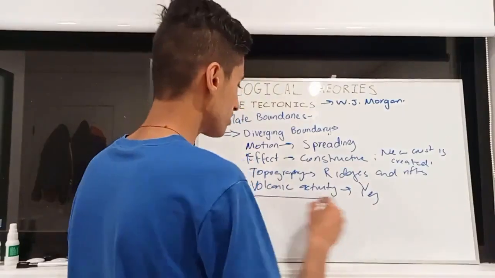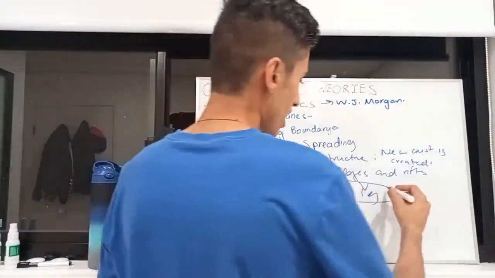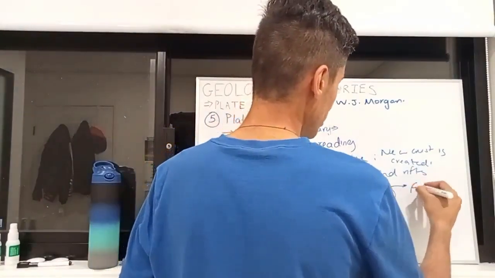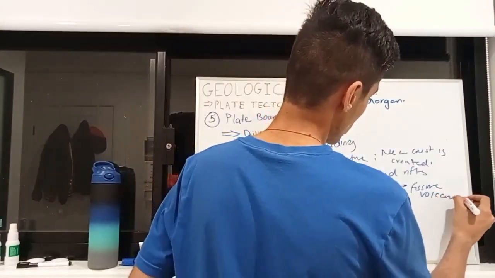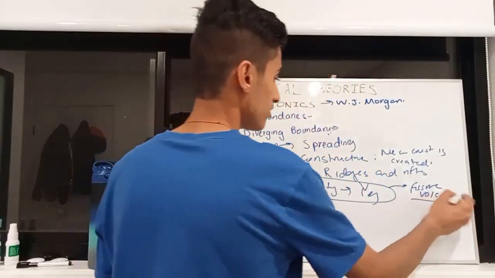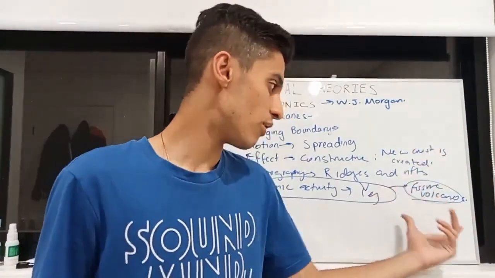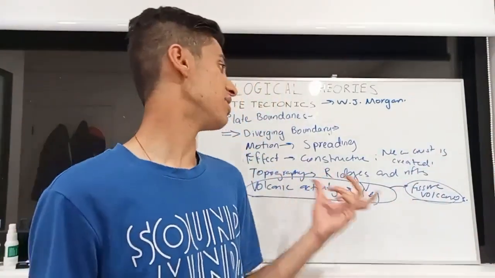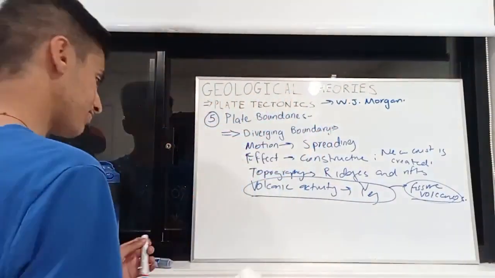If you want to understand the volcanic activity at diverging plate boundaries, especially under the ocean, I suggest looking at fissure volcanoes. They're an accurate representation, but they're not the entire story. So do some research on that. Fissure volcanoes, I'd say, is a good place to start understanding how volcanism works at diverging boundaries. Now let's look at converging boundaries.